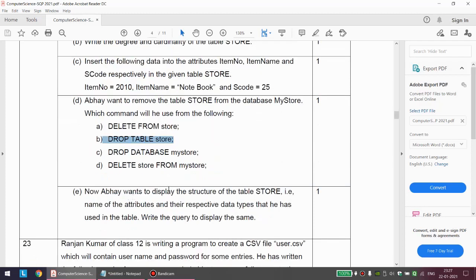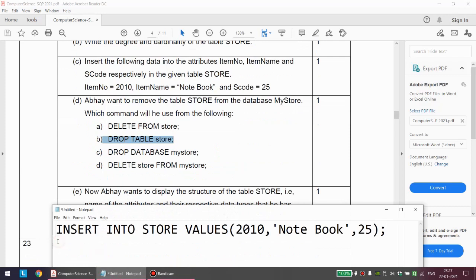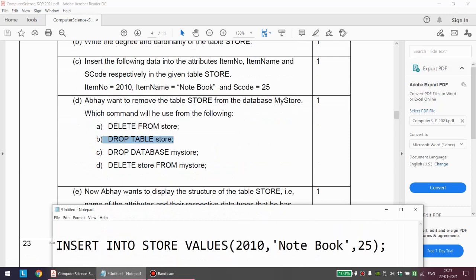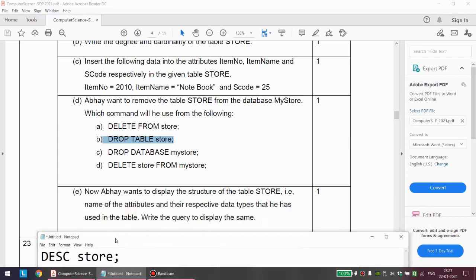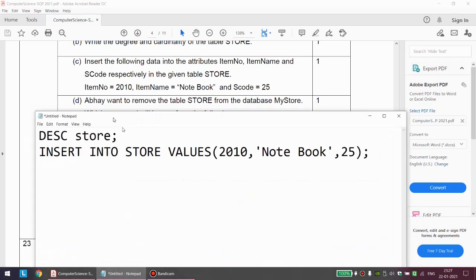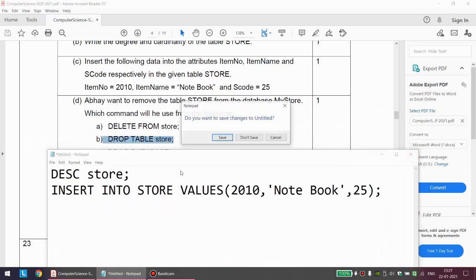Now Abhay wants to display the structure of the table store, that is the names of attributes and their respective data types. So write the query to display the same. Please remember, the structure of a table can be displayed using the command DESC, which stands for describe, and table name. Okay, describe table name. Fine. So I think this is sufficient.